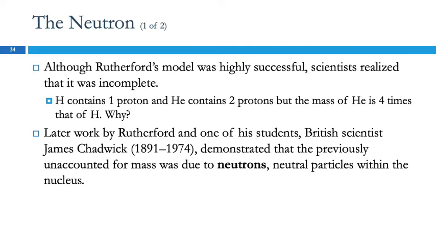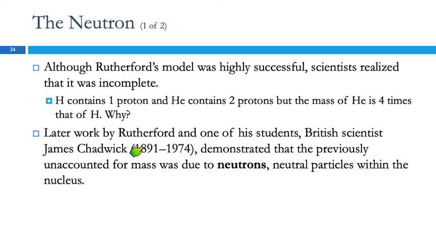So hydrogen had one proton in it, and one electron. Electrons don't weigh much of anything. Helium had two protons and two electrons. So you would expect that helium would be twice as massive as hydrogen. It would weigh twice as much because it has twice as many of these heavier particles. But it was 4 times as heavy. So something was missing. And what was missing is the neutron.